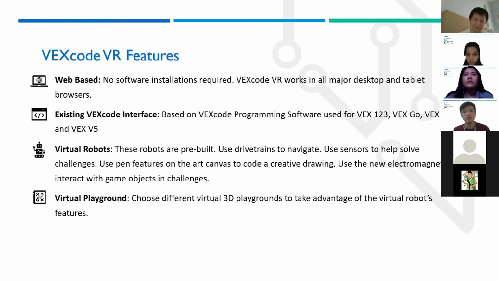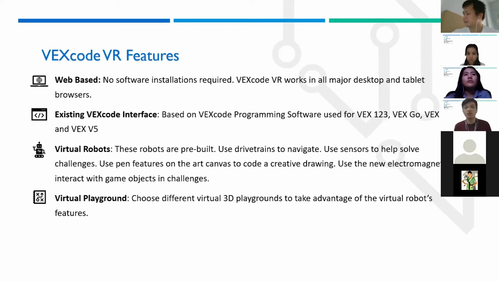Now, this VexCode VR has virtual robots that are pre-built. It means you don't need to build. It's already there. It uses some great drivetrains, which will fascinate you. If you're just a starter, drivetrain refers to the mechanical side of the robot, which talks about how it goes from one point to another. It talks about the wheeling system, the wheels themselves, right?